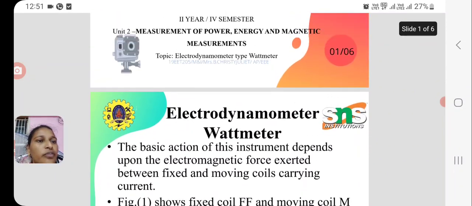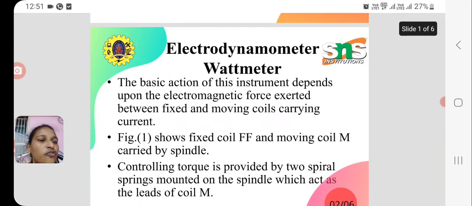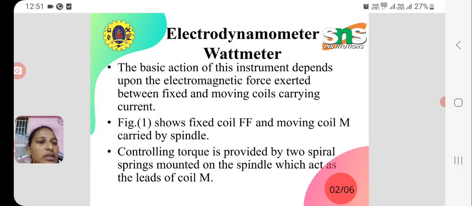So we will start with the measurement of power. Power is measured using a wattmeter. Current is measured using an ammeter. A voltmeter measures voltage. Power is measured using a wattmeter and energy is measured using an energy meter.